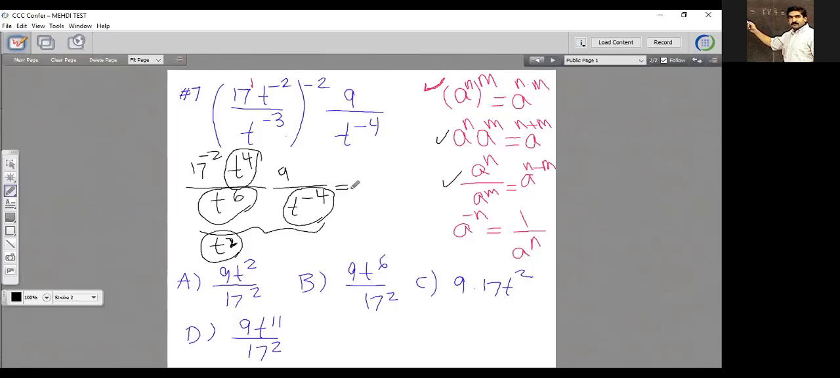So we use the first three properties. So I get t to the power of 4 minus 2, which is 2. That goes to the top of the fraction. Now I can move this 17 to the power of negative 2 to the bottom of the fraction and keep the 9 as is. So that would become 17 to the power of positive 2, like we see on the last property. So it looks like we use all these properties to simplify this. So I get 9t to the power of 2 over 17 to the power of 2, and it looks like A is the right choice here.